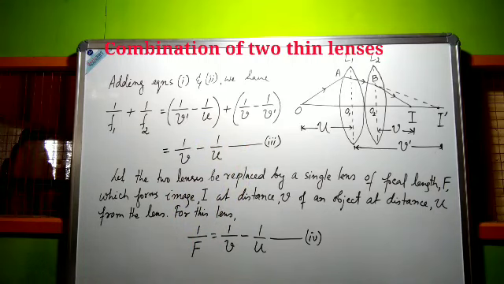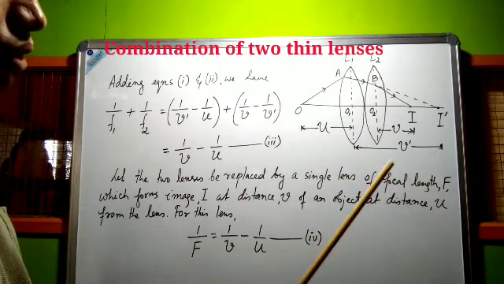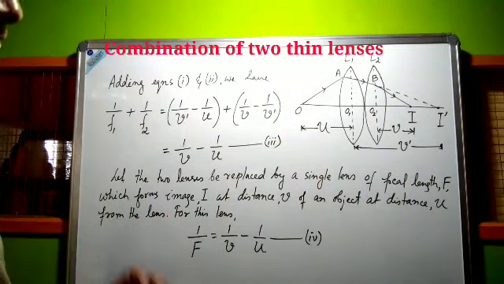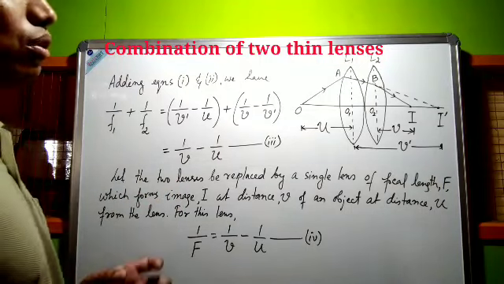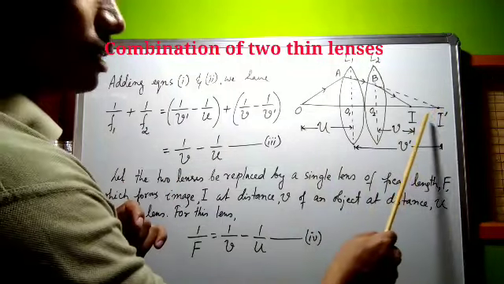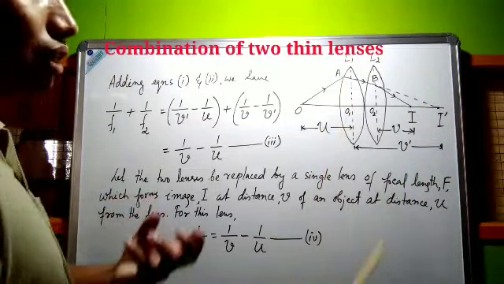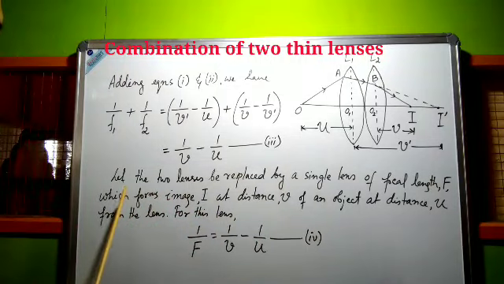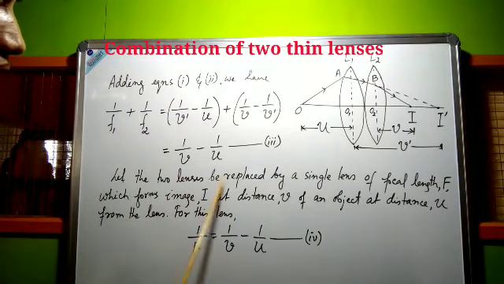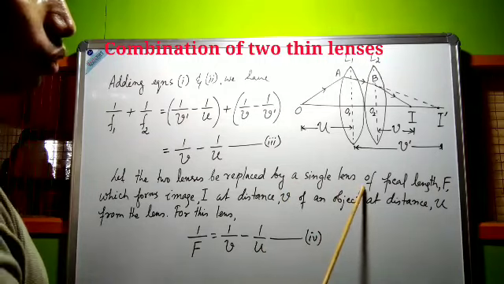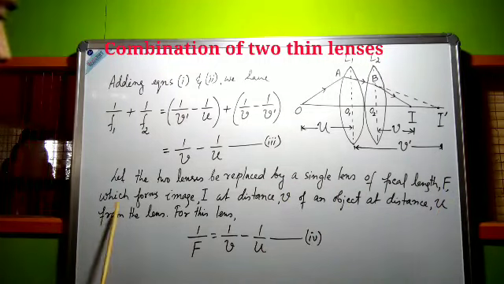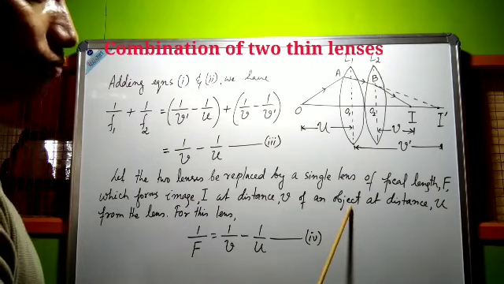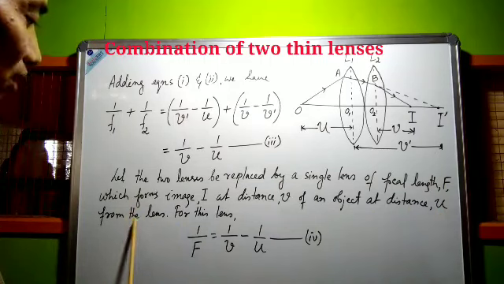Next, consider two lenses placed in contact. Let the object be O and the image be I, formed by the two lenses, and let their combined focal length be capital F. Let the two lenses be replaced by a single lens of focal length capital F, which forms image capital I at distance V of an object at distance U from the lens.